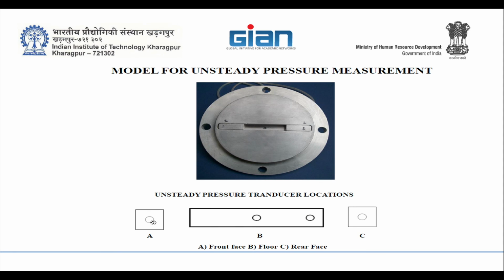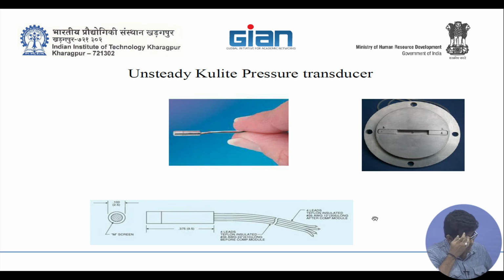If you see the front face, we have put one port here. For the floor, we have put 2 ports, which will be at the center of the floor and near the wall, near the rear face. And this is the first rear face block. This is the Kulite company's Kulite, the unsteady transducer, and this is 2.5 by 9.5, 2.5 diameter.